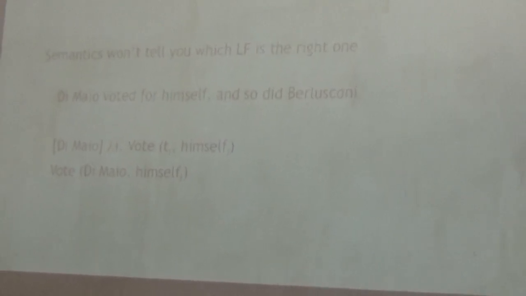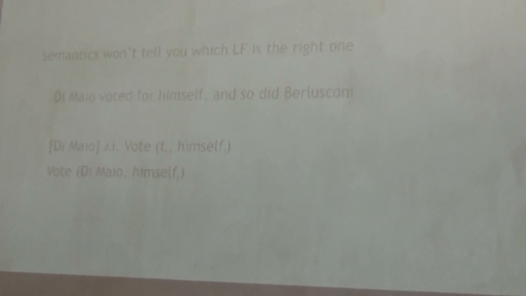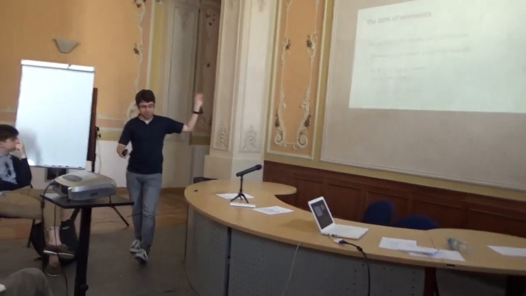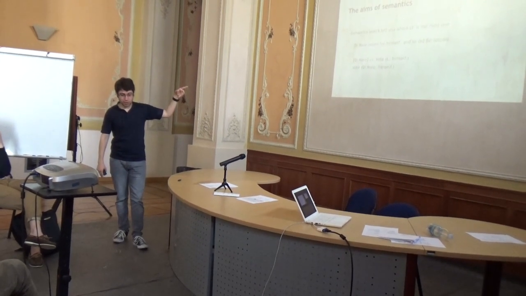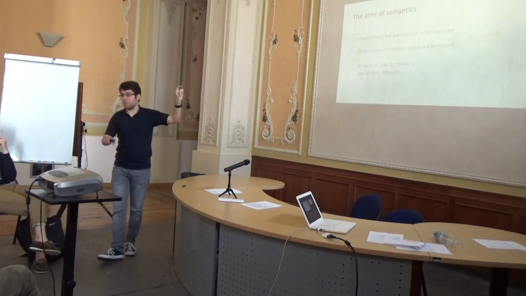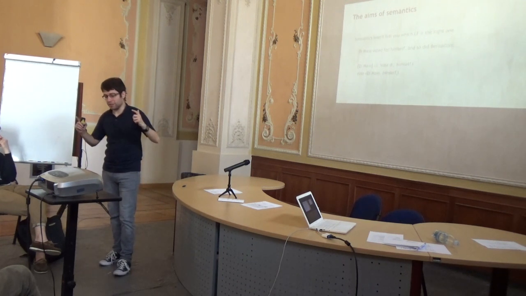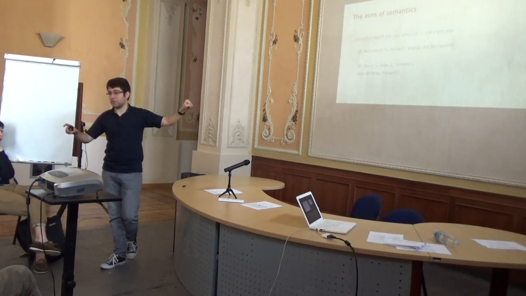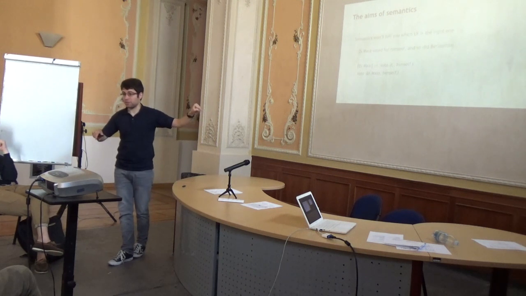So we have here, Di Maio voted for himself and so did Berlusconi. We provide two distinct logical forms, one in which we attribute to Di Maio the property of being an X that votes for X, and another one in which we attribute to Di Maio the property of voting for X, where that X happens to co-refer with Di Maio. So, depending on which of those two properties we're talking about, what we attribute to Berlusconi is different. Because on one, we're attributing to Berlusconi the property of being an X that voted for X, which would yield already that Berlusconi voted for Berlusconi. And on the other one, we're attributing to Berlusconi the property of voting for X, which in our interpretation was Di Maio, the referent X.